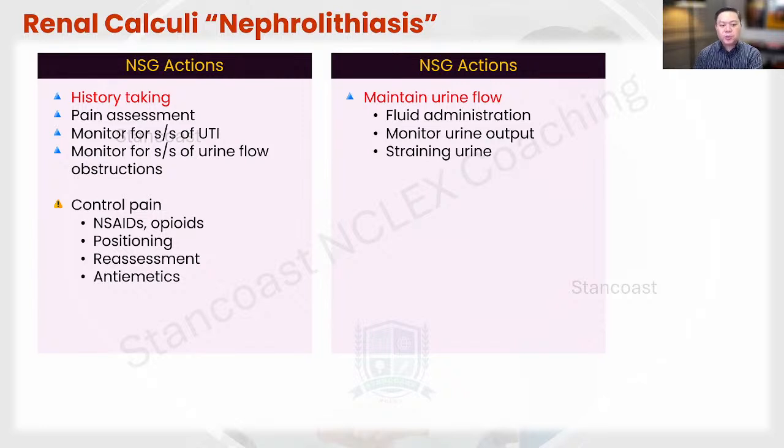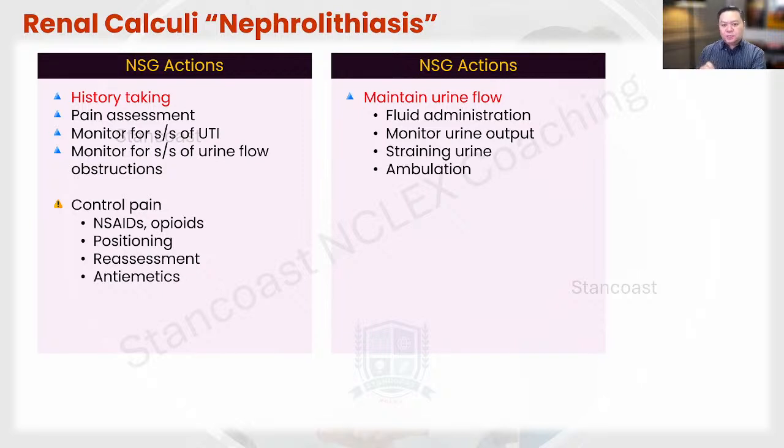Now, every time you find any sediments, you're going to collect them, put them in a sterile container, and if there's an order to send those sediments, you're going to have to label the container properly and send it to the lab for analysis. Okay, so again, every time you're going to have to collect the sediments.